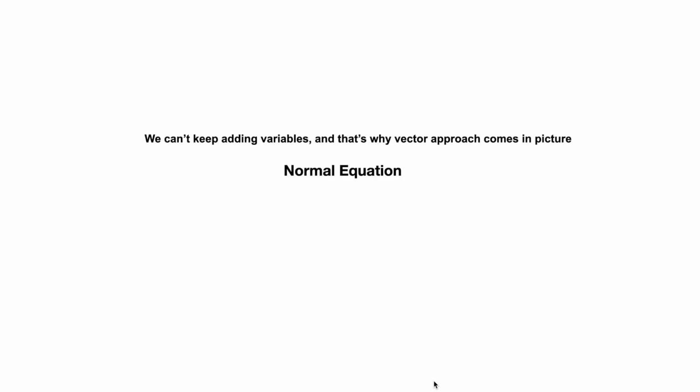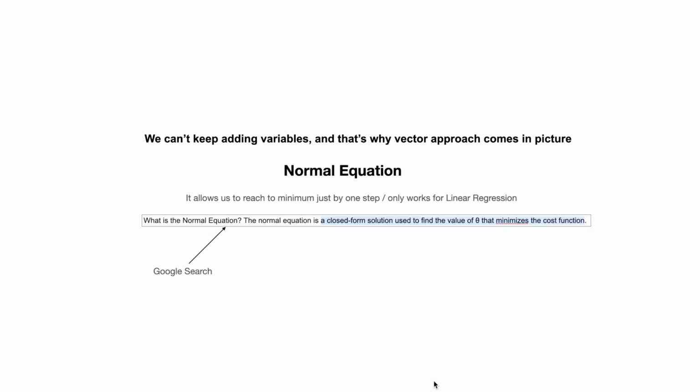Okay, so now let's move on to our next agenda. In the previous example, we added a new variable for the number of rooms in the house. But suppose we have n number of features, we cannot keep adding variables in our program. So to address that issue, we are going to follow the vector approach, which is also called the normal equation. The normal equation allows us to reach the minimum in just one step.